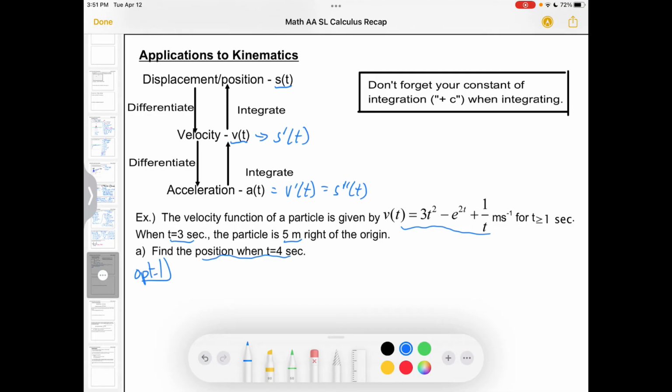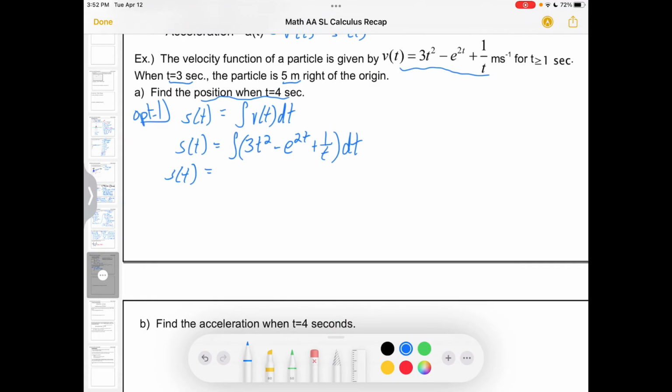Option 1, if you want the position function, you should integrate the velocity function. Okay, that's a big idea. So if we want to integrate this, then we're going to need to work it through term by term. 3t squared is t cubed, e to the 2t, that's going to be 1/2 e to the 2t because of that 2t, and 1 over t comes from a ln t. We're ln absolute value of t, but our time is all positive here, so no big deal. And plus c, that's important.